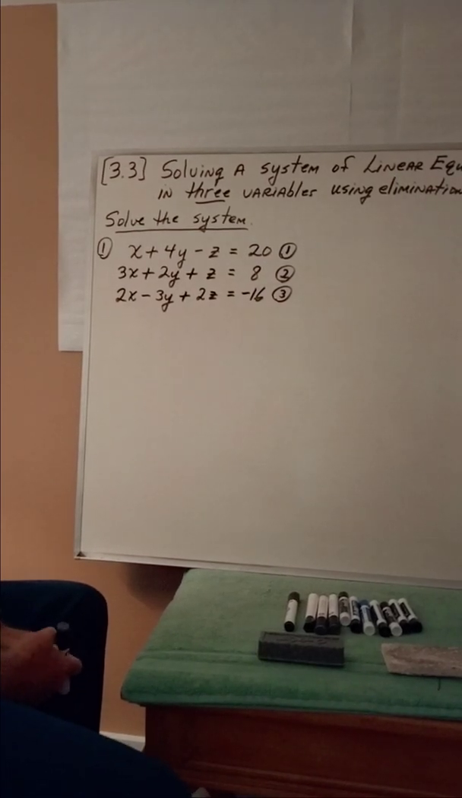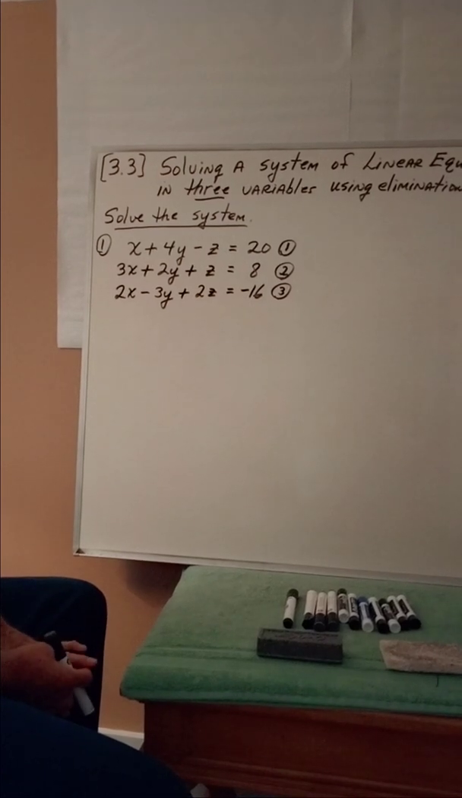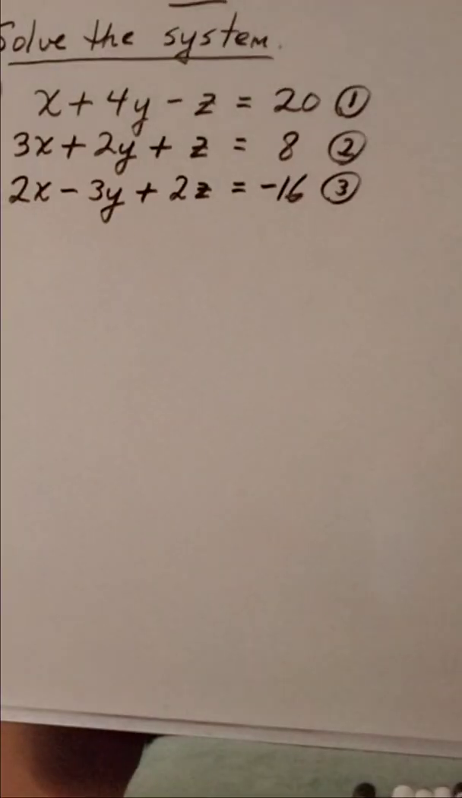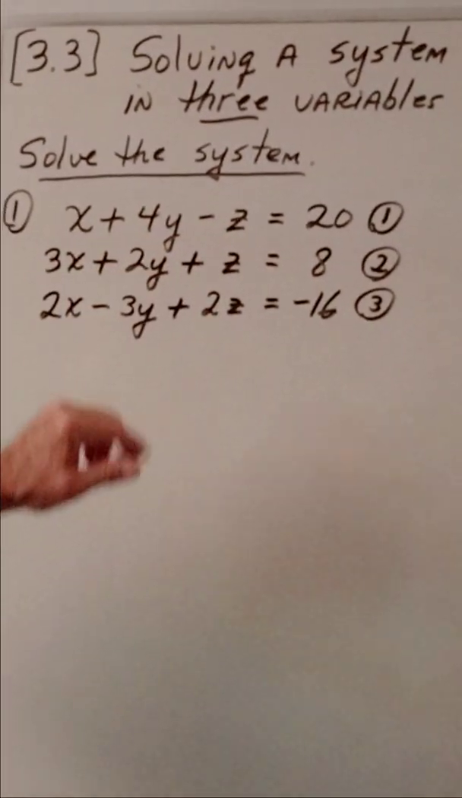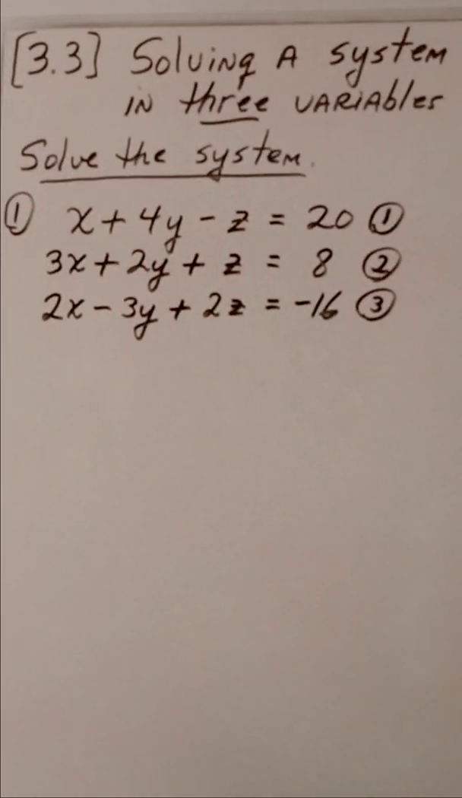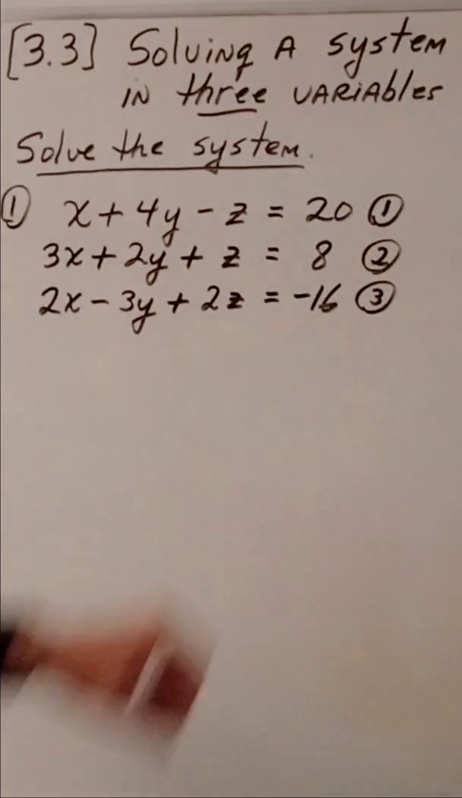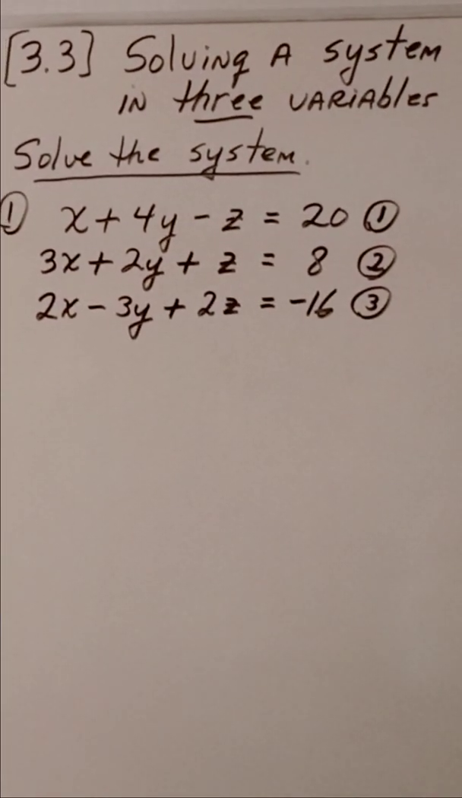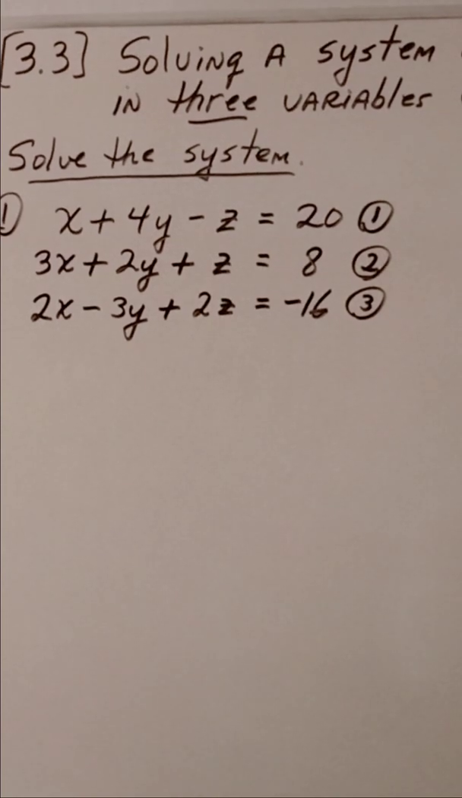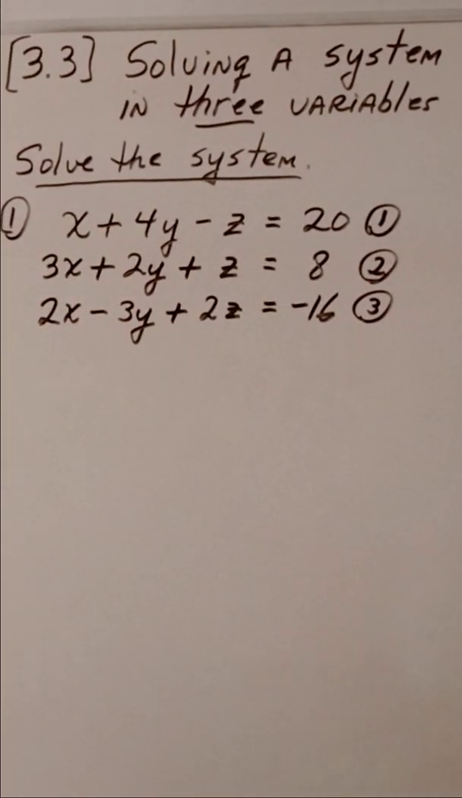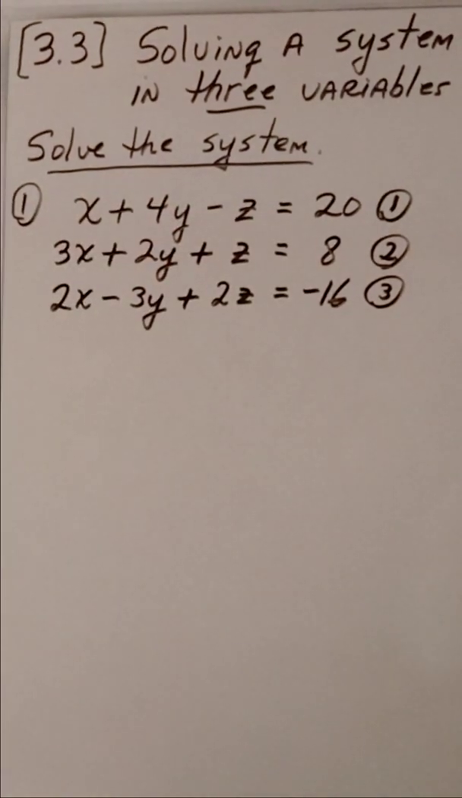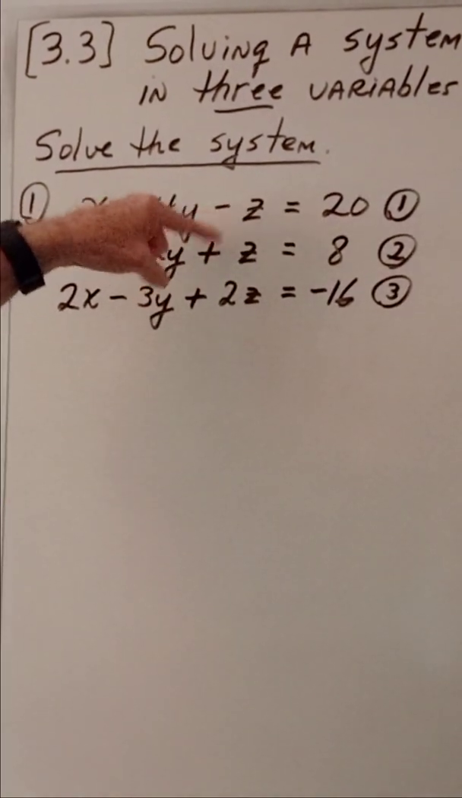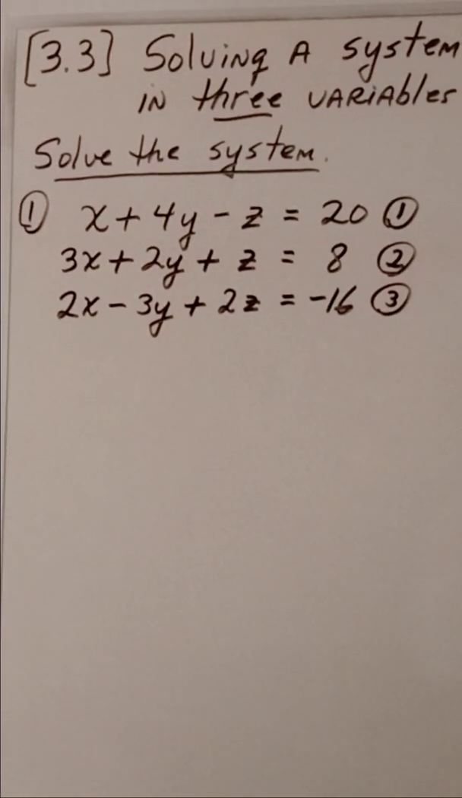I want you to look at equations 1 and 2, and I want you to look at the variable z. In equation 1, we have a negative 1z. In equation 2, we have a positive 1z. If we were to take equations 1 and 2 and eliminate z from those two equations, we wouldn't have to do anything to either side of the equation. We could add the left-hand side and add the right-hand side right away, and the z's would cancel out, and then we could move on to our next step.